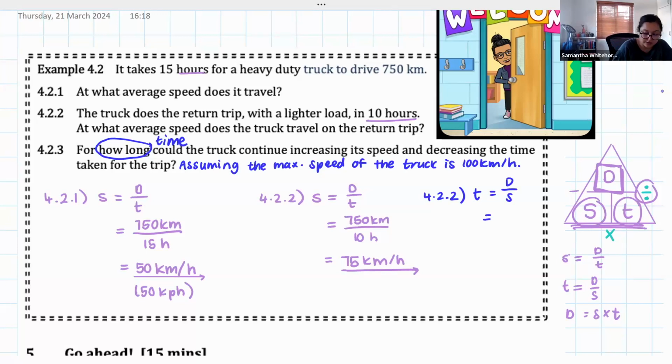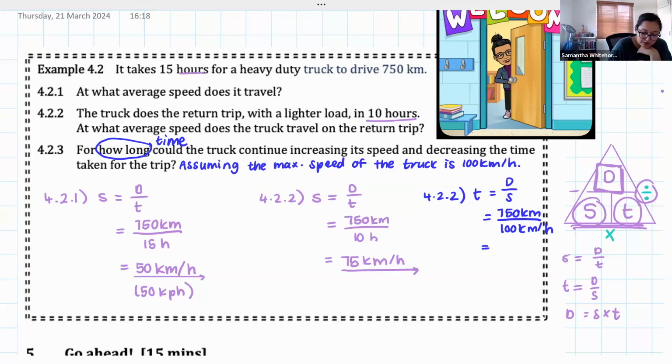Okay, now we know that the distance of this trip is 750 kilometers. We've just been told, or I've just told you, that the maximum speed it can go is 100 kilometers per hour. And the reason that we're going to use the 100 kilometers per hour is because it says, for how long could the truck continue increasing its speed and decreasing the time? It can only increase its speed to its maximum. It can't go past 100. So if we can figure out what the time is at the maximum speed, we get the shortest amount of time that this truck can travel for.